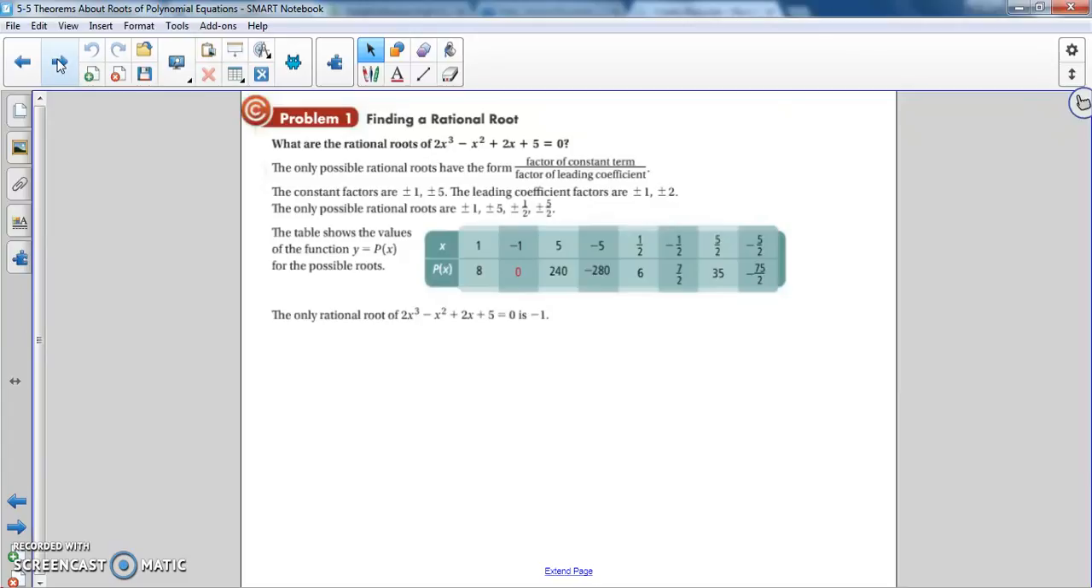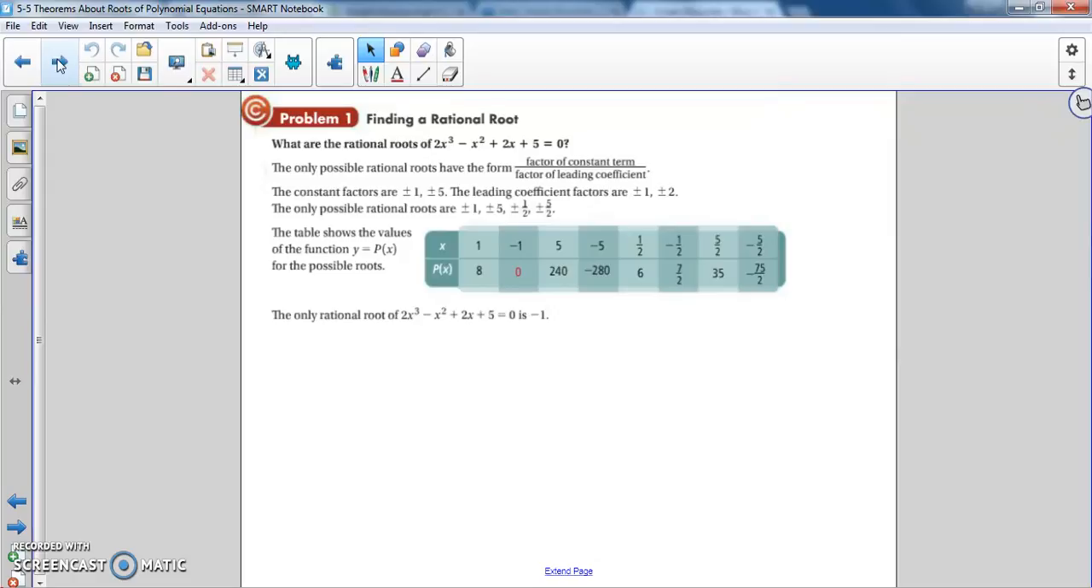So, finding a rational root. What are the rational roots of 2x cubed minus x squared plus 2x plus 5 equals 0? So here, the only possible rational roots have the form the factor of the constant over the factor of the leading coefficient. The constant factors are positive 1 and negative 1, positive 5 and negative 5. The leading coefficient factors are positive and negative 1 and 2.